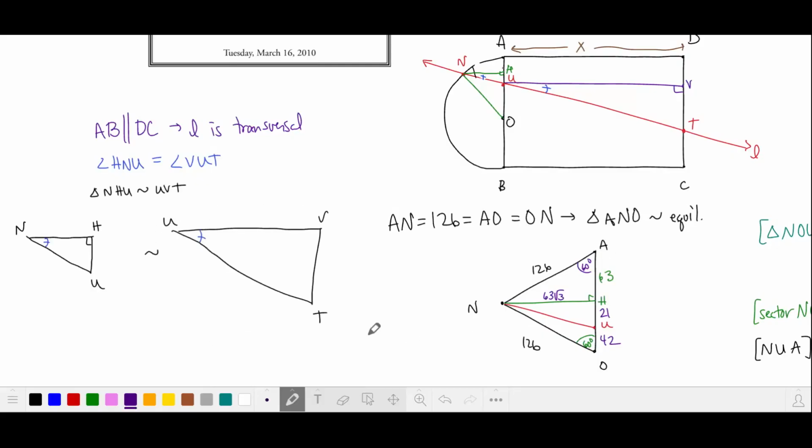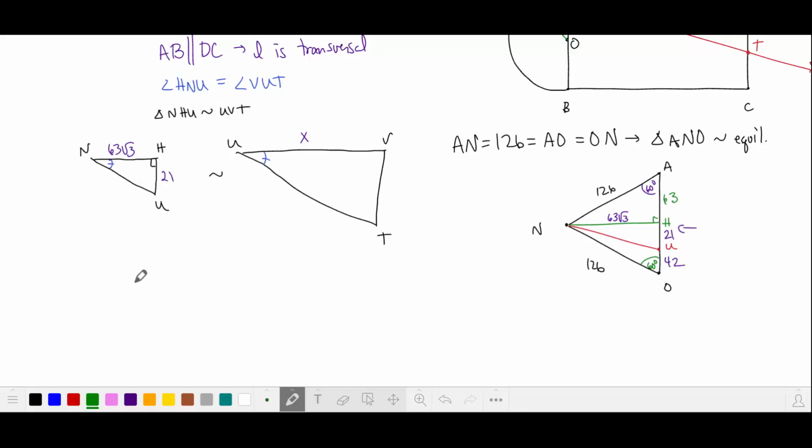We'll fill in some of these lengths. The distance from H to U is over here, that's 21. The distance from N to H is 63√3. Here we have UV is X, and we'll use these ratios to find the length of VT. So the ratio of these two legs is the same as on the left. And here we have an expression for VT in terms of X.